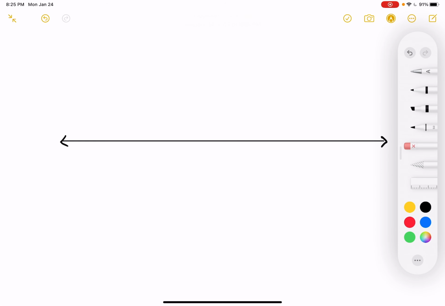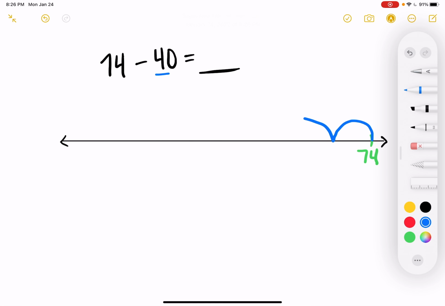I'm going to use the number 74 minus 40 equals something. Starting number goes on the right. You are correct. We've got to start on the right so we have space to count back. Now I'm ready to count back my tens digit. 10, 20, 30, 40.